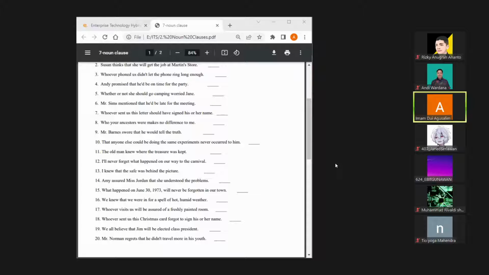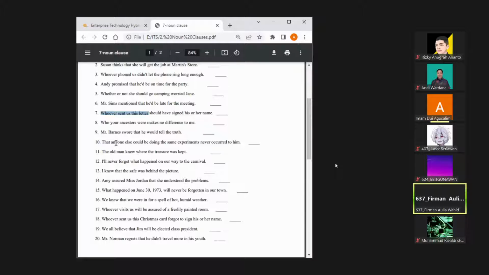Number 7. Whoever sent us this letter, something is his or her name. Yeah, it is the subject. Yeah, whoever sent us this letter. Yeah, so this one is the subject. Okay. And then number 8, Firman Aulia. Yes, sir. Number 8.